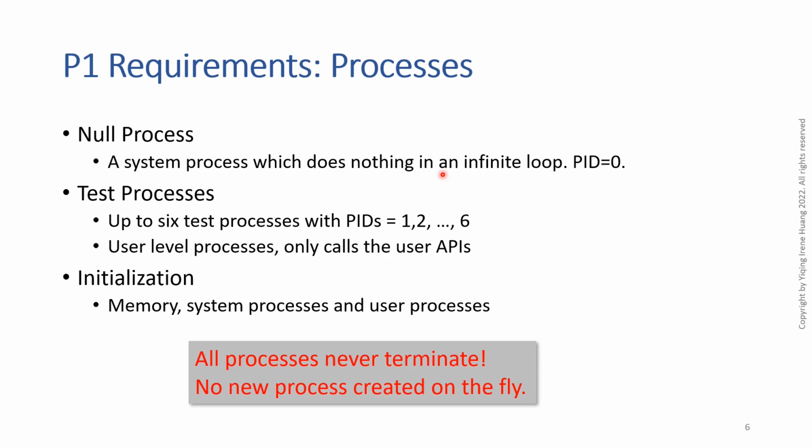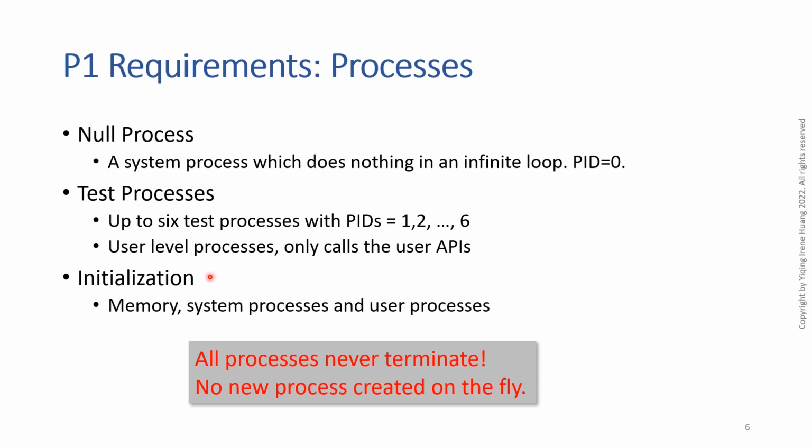The reason why we need it is because the operating system needs at least one process that is always ready to run so that it can execute the CPU instructions. The operating system always needs something to execute the CPU instruction, and that's the purpose of the null process. And then for the test processes, they have PIDs reserved from 1 to 6. They're user level processes, and they only call the user APIs.